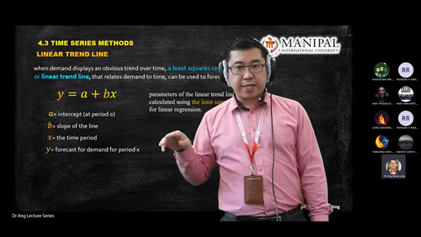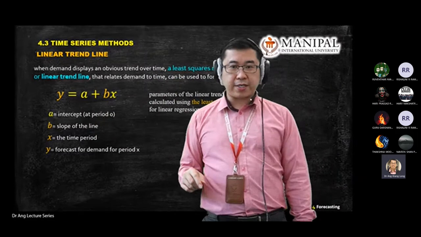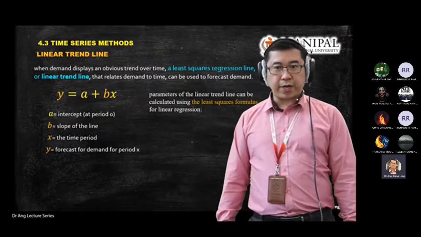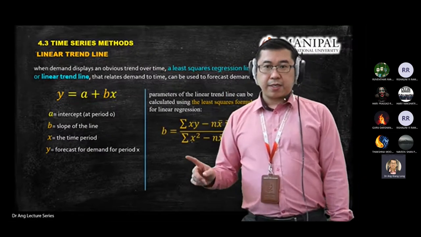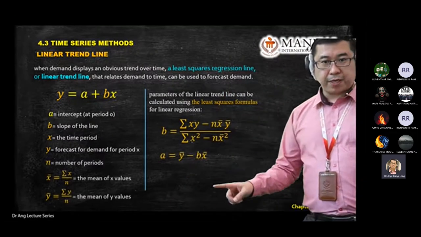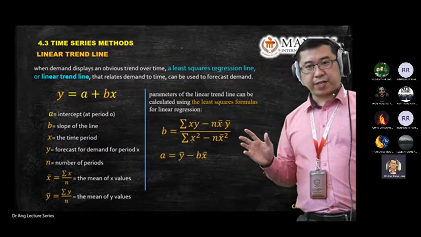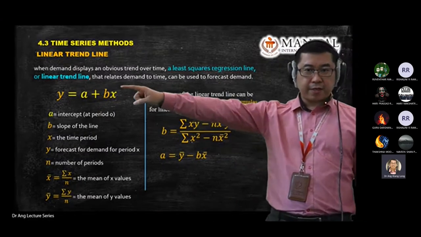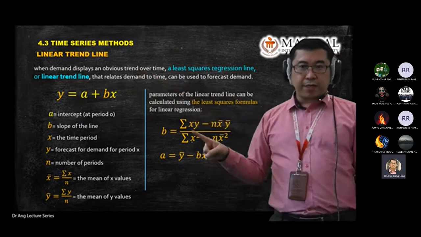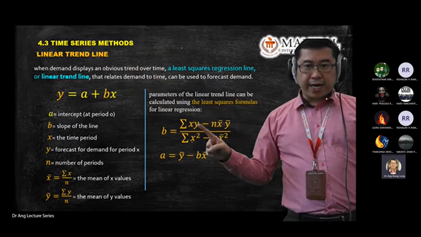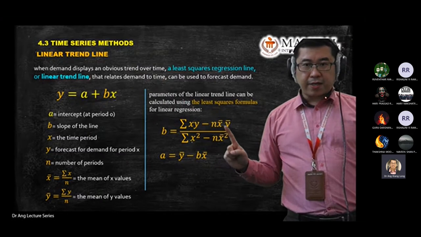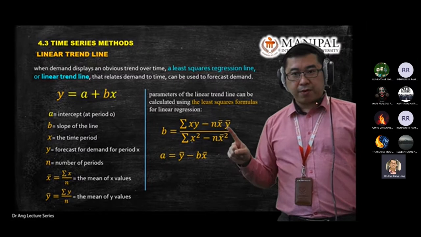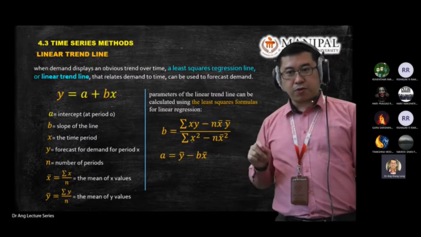A is the intersection of the line to the y-axis. Okay. So there is a calculation for A and B. Let us copy. There's a fixed formula for A and B. So B will be sum of XY minus N X bar Y bar. X bar means the average of X value. Y bar will be the average of Y value.